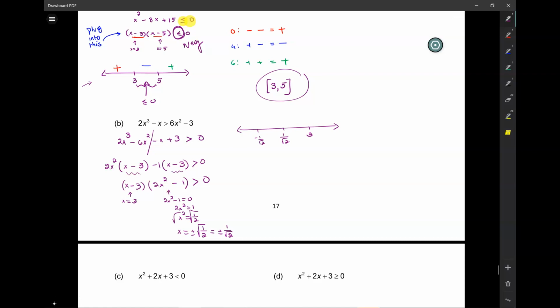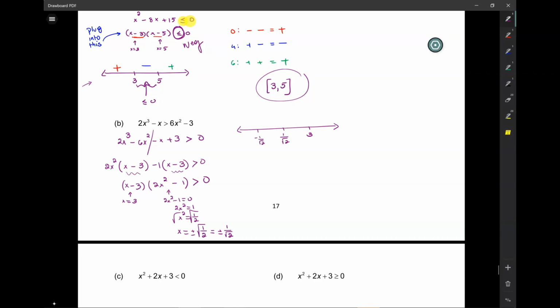Now, okay, so 1 over root 2, right? Root 2 is like 1.4, so 1 over that, that's a number less than 1. It's like 0 point something, right? Just for reference here. Okay, look, now I have 4 regions, okay?